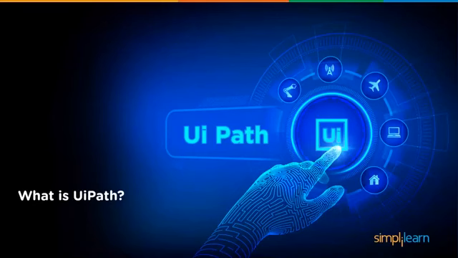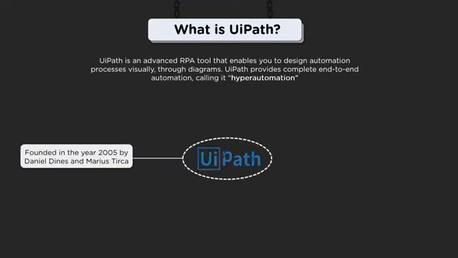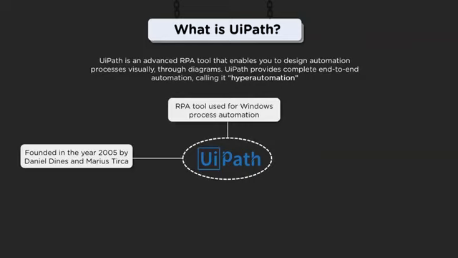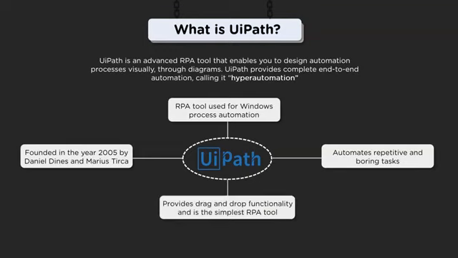So what is UiPath? Now RPA is a technology with which human tasks can be automated. To facilitate this, a tool is required. UiPath is one such tool among others that are used to create bots with the help of visual processes and diagrams. It provides complete end-to-end automation, calling it hyperautomation. UiPath was founded by Daniel Dines and Marius Turka in 2005. UiPath is specially used for Windows process automation. It automates repetitive tasks. And lastly, UiPath offers drag and drop functionalities to make it easy to use.